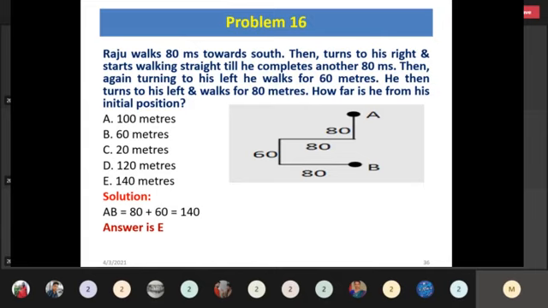As far as the diagram is concerned, let us see what the solution is. They are asking the distance AB. So it is clear that 80 plus 60 is equal to 140. So the answer is E, that is 140 meters.